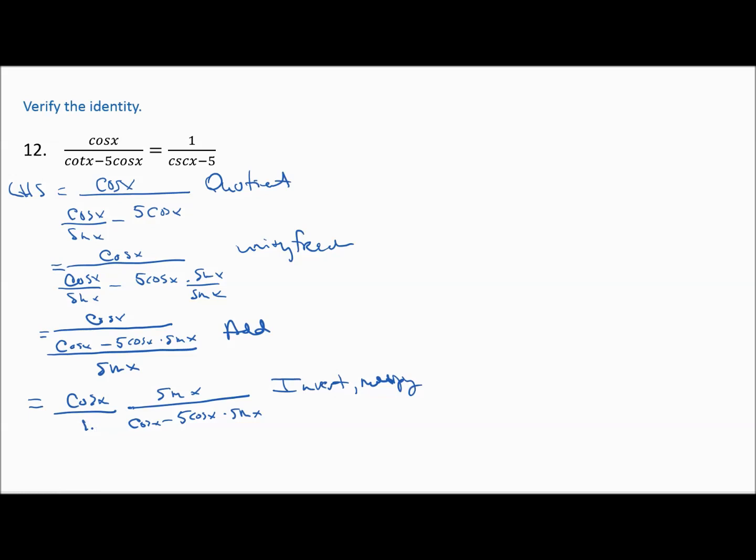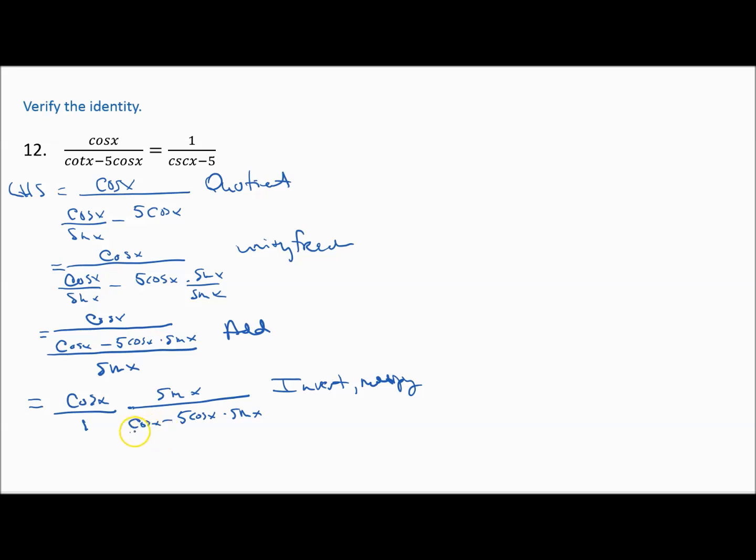Now I need to stop and look. Please don't cancel this sine of x and this sine of x. You can't do that. If you do, well, first of all, it's wrong, but even if you split it up, it takes you right back where you started. So it's going in the wrong direction, even if you do it correctly.